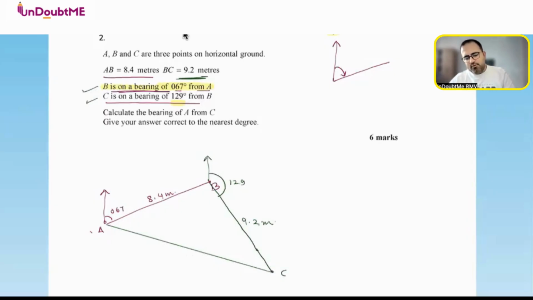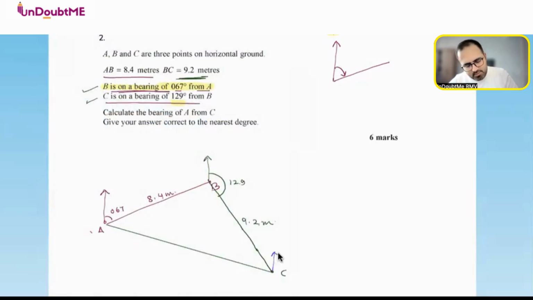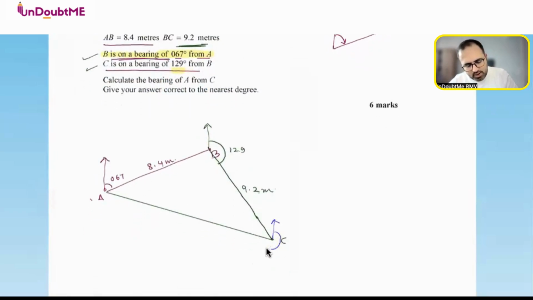Now bearing of A from C means at C I will make a north line and I have to calculate this angle. Okay, because you can see that all angles are taken in clockwise direction. Focus on the arrow. So what we are trying to find, I hope that thing is clear because after that it is just calculation.